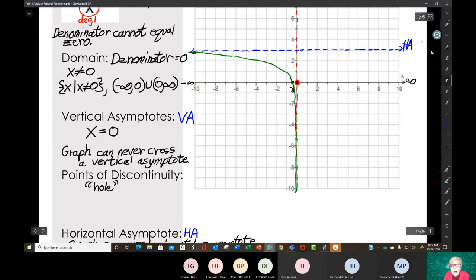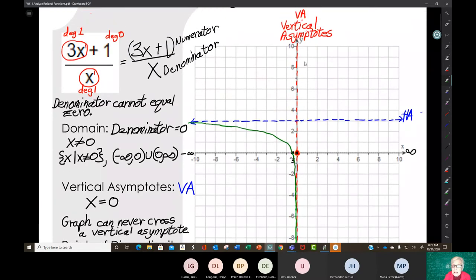The other wing, or arm, I'm not even sure what it's called, comes down the side of the y-intercept. And as the x's get larger and larger, this graph gets closer and closer to the horizontal asymptote. Like I said, usually the graph will not cross the horizontal asymptote, but it can cross it close to the y-axis. So you'll probably experience that.